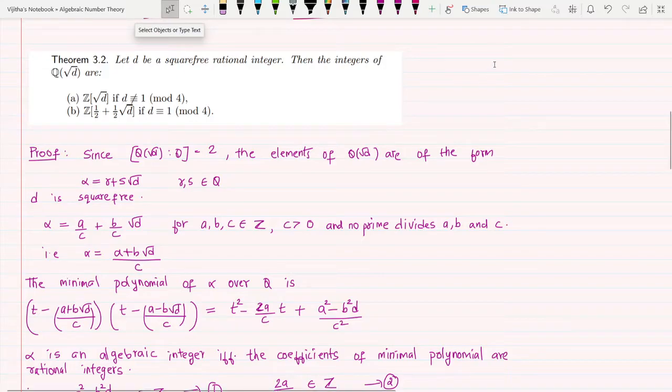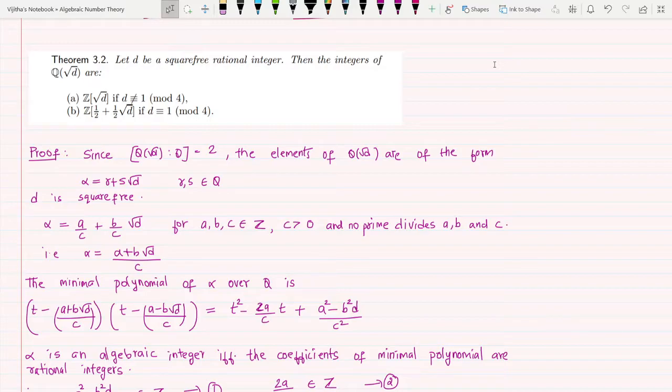Dear students, in the last class we have seen the definition of quadratic field. That is, a quadratic field is nothing but a number field of degree 2 over Q. Also, we have seen that a quadratic field can be written in the form Q of root D, where D is a square-free rational integer.